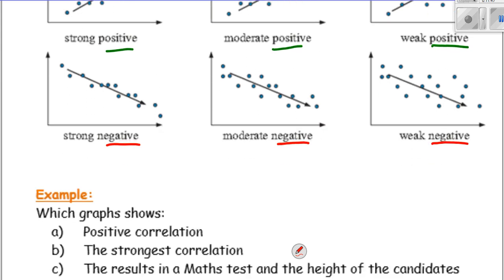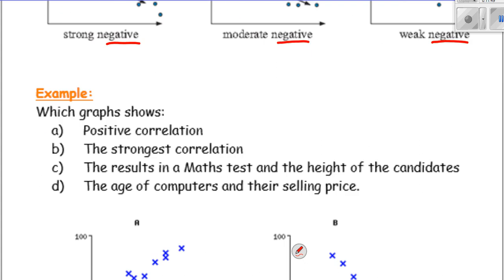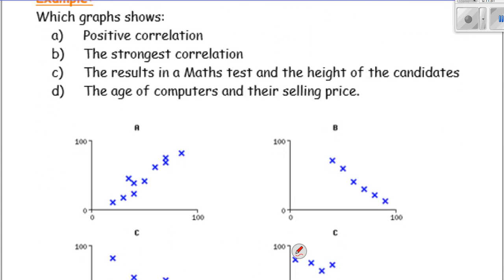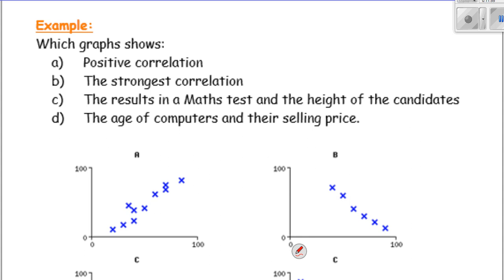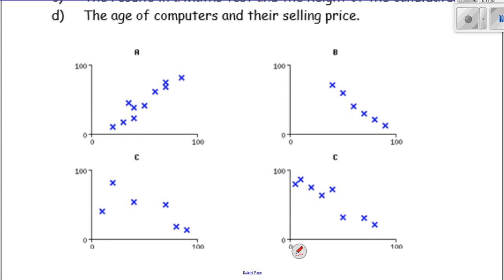Okay, so example: which graph above shows positive correlation? You probably can't see them all down below. So which graph below shows positive correlation? See which one, have a guess. What do you think it is? Yes, I agree with you. Positive correlation would be graph A.